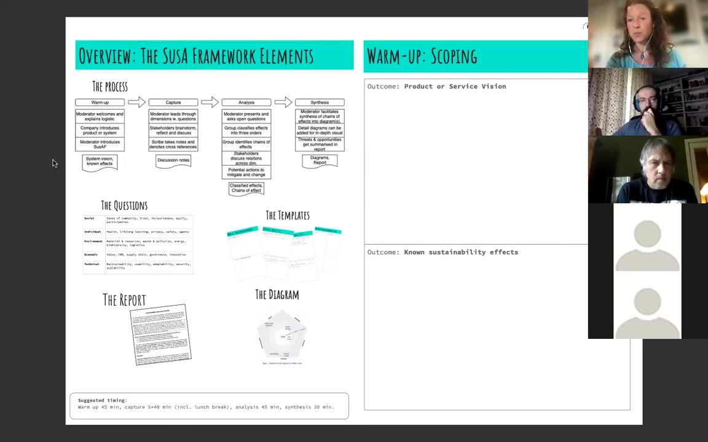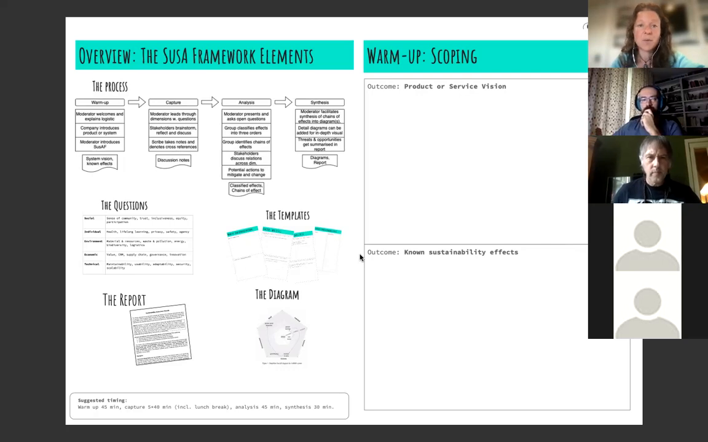When we do this workshop with a company, that system is usually predetermined before the workshop. Today, we get to pick what we want to work on. Then there is a capturing phase where we use sets of questions and the templates, which this workbook is part of, to brainstorm, reflect, and discuss potential effects that a system could have in different dimensions of sustainability.